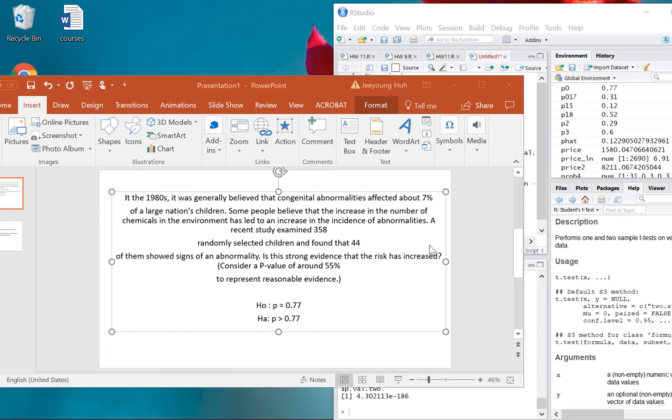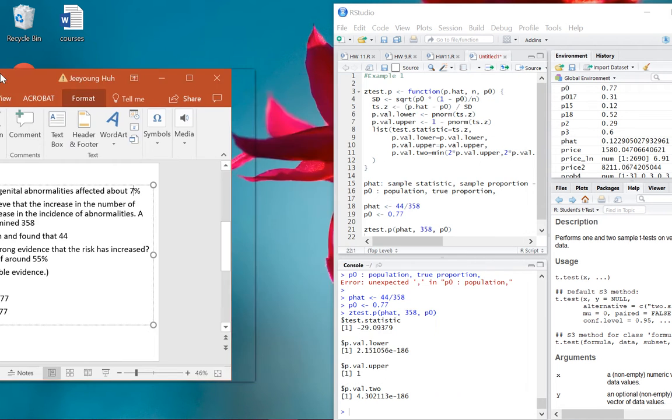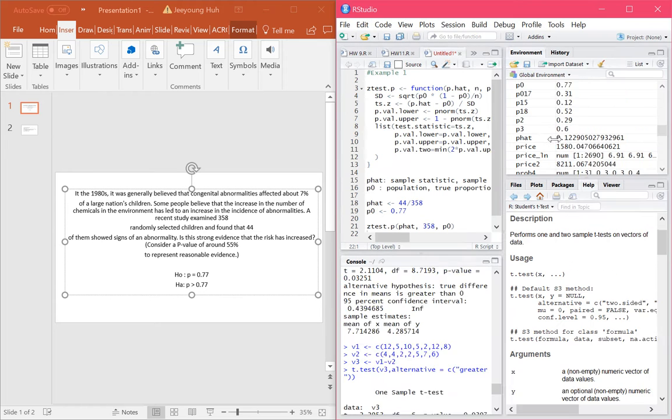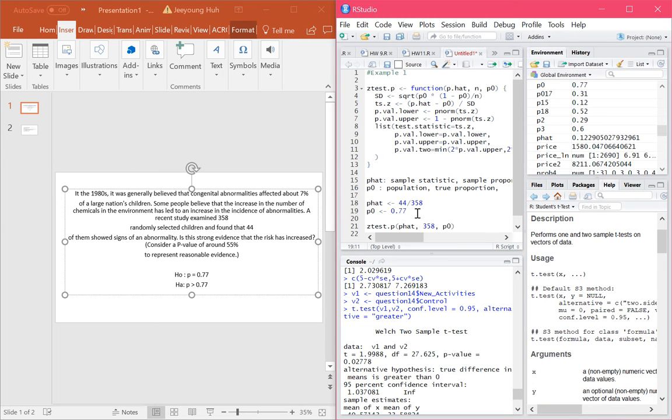Sorry, the problem was written wrong. It should have been 7% of the large nation's children, not 77. Sorry about that. And so all we need to fix is our p naught, which is 0.07. The question was copied wrong, so the p naught should be 0.07. And so we're going to run that again. Sorry, guys.